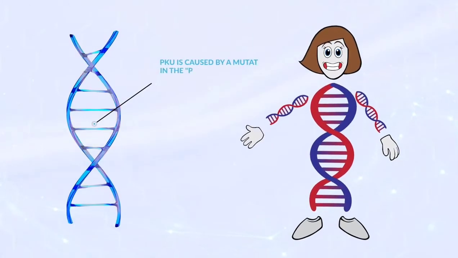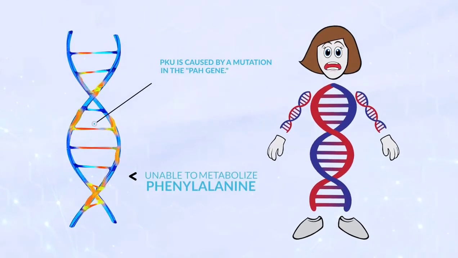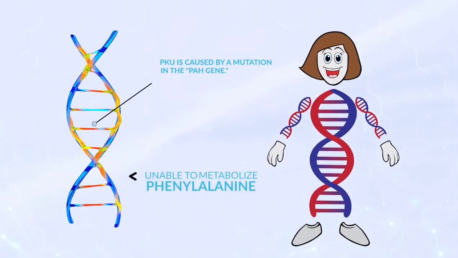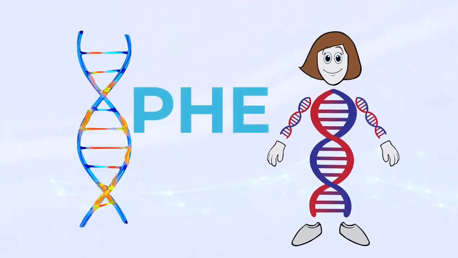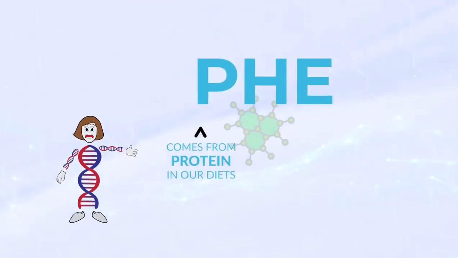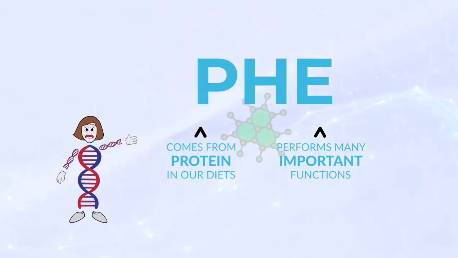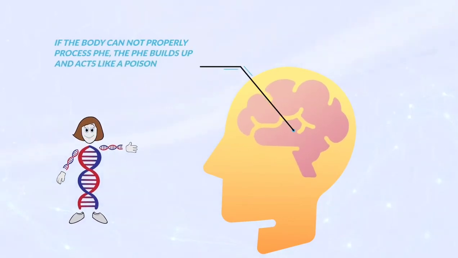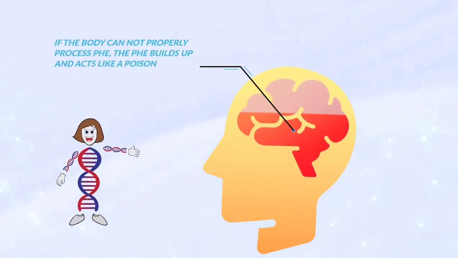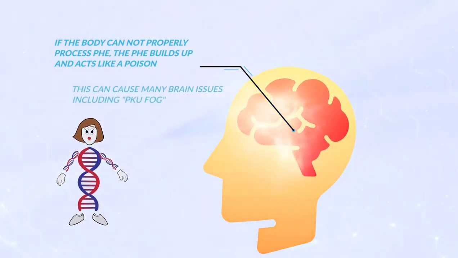PKU is caused by a mutation in the PAH gene. Because of this mutation, people with PKU cannot metabolize the amino acid phenylalanine, or as we call it, Phe. Phe comes from protein in our diet and has many important jobs, including helping our brain function normally. If the body cannot properly process Phe, the Phe builds up and acts like a poison that can cause a number of brain problems, including PKU fog.